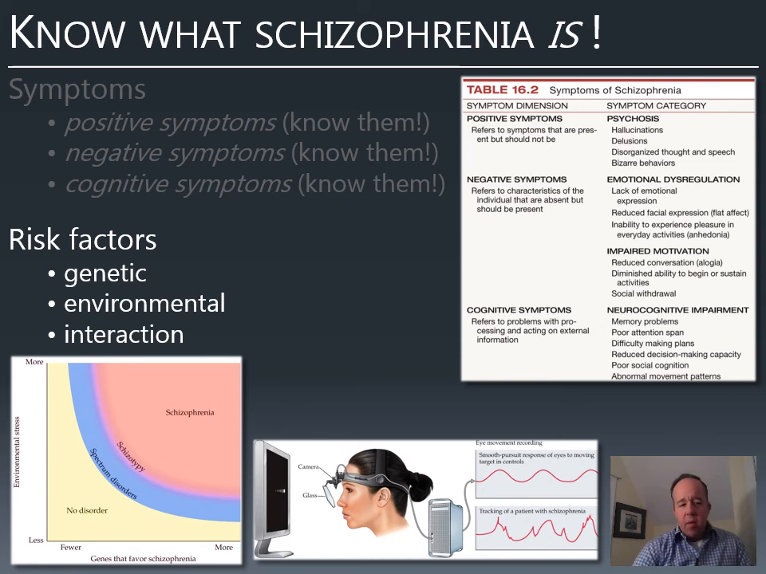So we see here in the bottom left that familiar graph where on the x-axis you have genes that favor schizophrenia, on the y-axis you have environmental stressors, and these two combine. If you have a lot of both, you will likely develop schizophrenia. If you have a lot of one and not many of the other, you can still develop schizophrenia or something like schizophrenia. If you don't have many of either, you're probably not going to develop it. So understand that interaction.